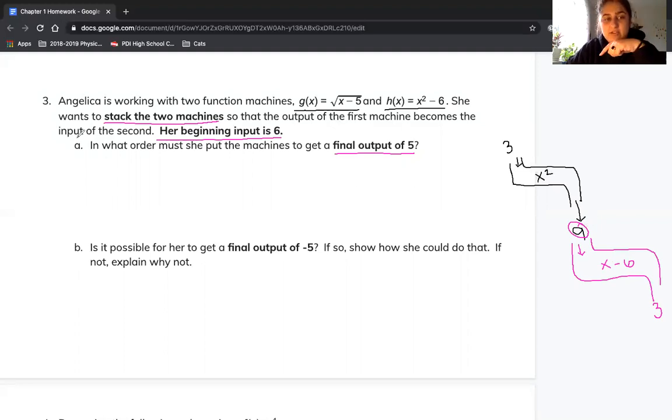And so what I'm asking you here is to put them in order of either g of x first or h of x first, and then try to figure out which one needs to be first to get a 5 out or a negative 5 out. And that's all I'm asking.